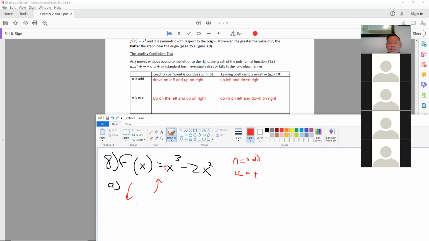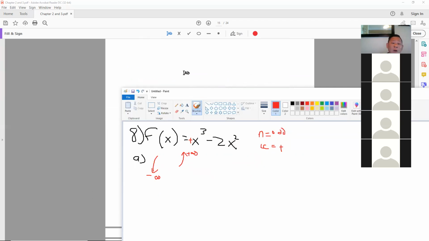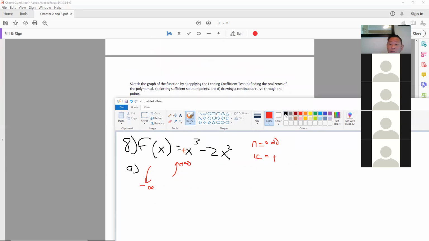But in your online homework, they say negative infinity on the left and positive infinity on the right. So down means negative infinity, and up means positive infinity. They use the infinity symbols, which is the same thing as up and down. Okay, so this is the first thing you need to do on part A, which is called applying the leading coefficient test.